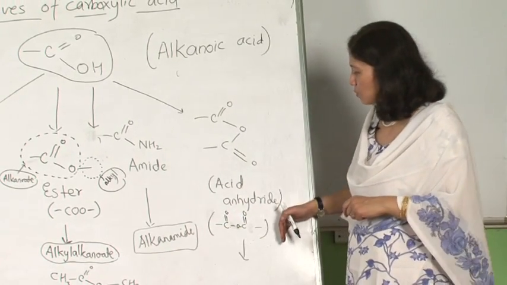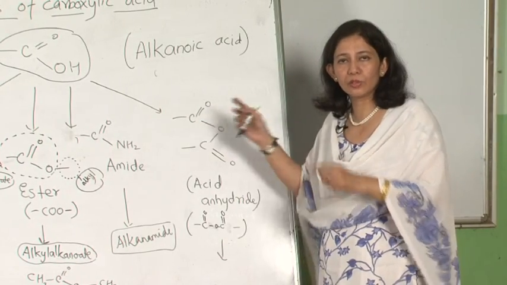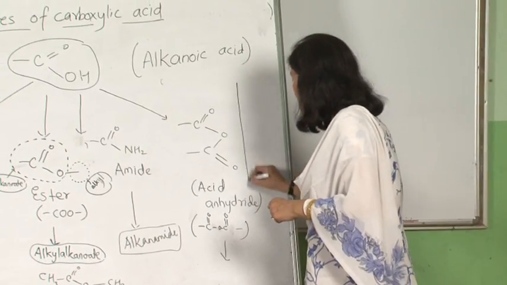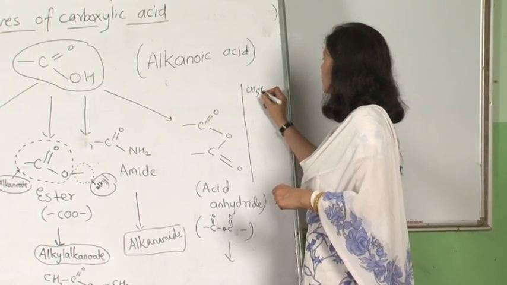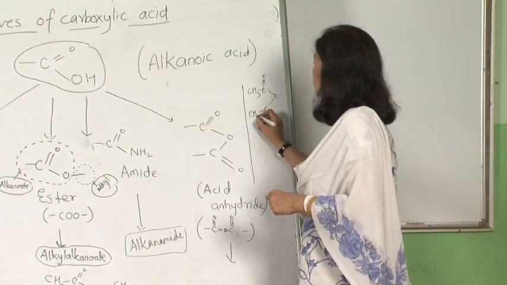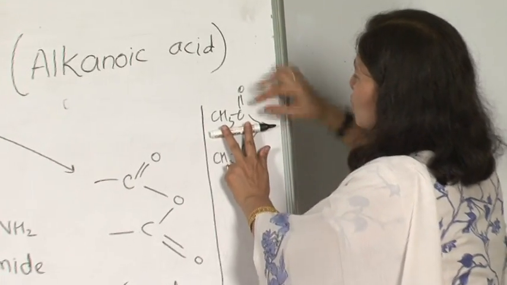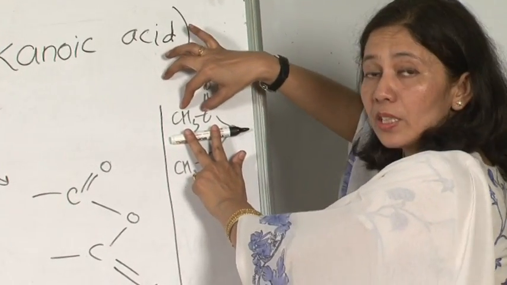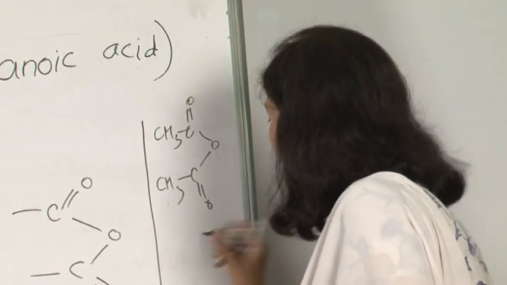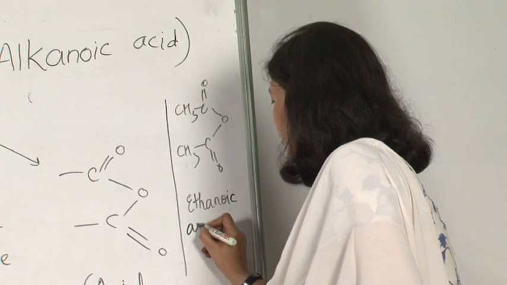I am coming to the last one, acid anhydride. Whatever is the acid, that name of the acid is followed by the word anhydride. One example I am writing here. I have drawn a structure like this. Here, this is a 2 carbon atom acid. A 2 carbon acid is ethanoic acid. 2 carbon atoms, ethanoic, and thus the name of the compound goes as ethanoic anhydride.